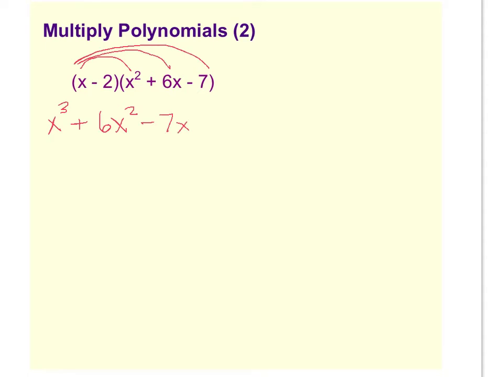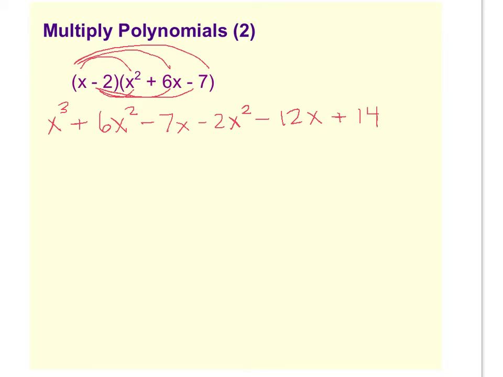Then you move on to your second term, this negative 2, and it's going to get multiplied by every term in the second polynomial. So negative 2 times x squared is a negative 2x squared. Negative 2 times 6x is a negative 12x. And then negative 2 times a negative 7 is a positive 14.